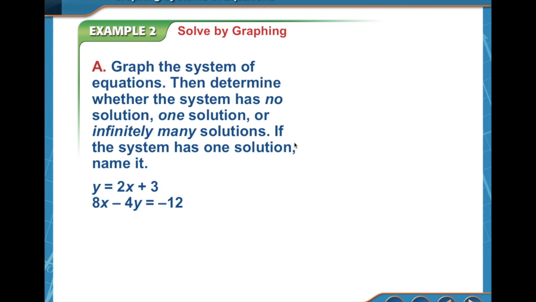Now, how about an example 2 type problem? So this time we're asked to solve by graphing. We can graph the system of equations. So we're given 2 lines, we'll have to draw a picture. And we can determine whether the system has no solution, 1, or infinitely many solutions. If the system has 1 solution, we can also name it. So we're going to look at these 2 and draw a picture for those.